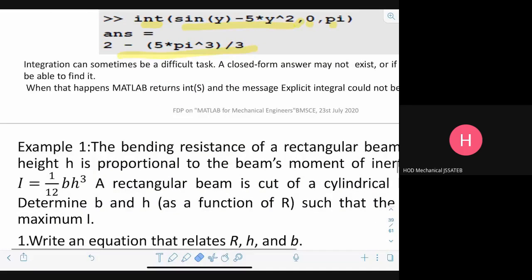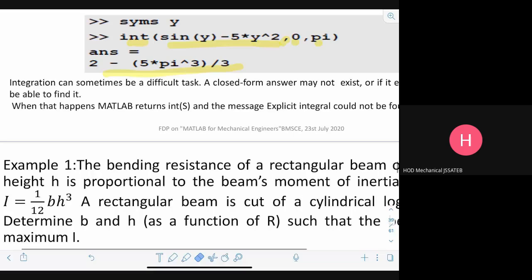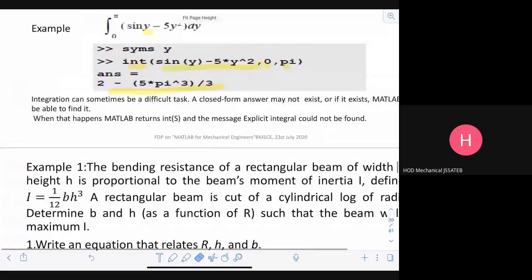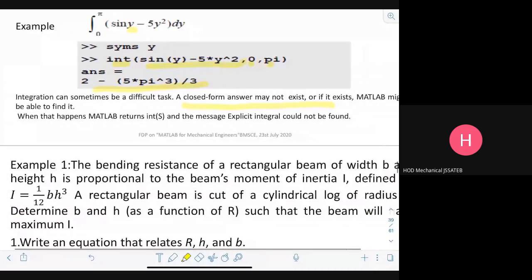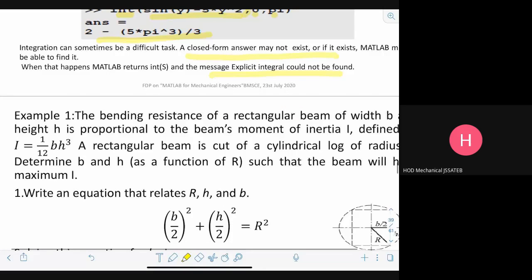And remember, sometimes it's not possible because the closed form answer may not exist. In that case, you will find an 'explicit integral could not be found' message from MATLAB because it's not always possible to get. Now, I ran through this, and of course, I have pasted all these codes, and maybe I need to do 2-3 slides, might have deleted. But let us try to look at some applications with respect to this using symbolic variables.